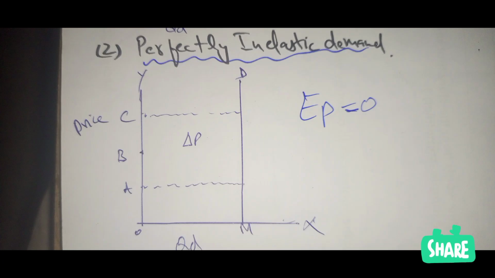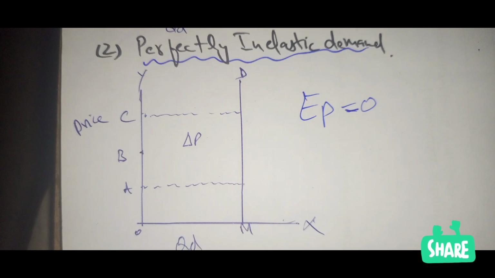And number two, perfectly inelastic demand. It means the demand has no change with changes in price. When the quantity demanded of a good does not change at all to whatever change in price, the demand is said to be perfectly inelastic, or the elasticity of demand is zero.